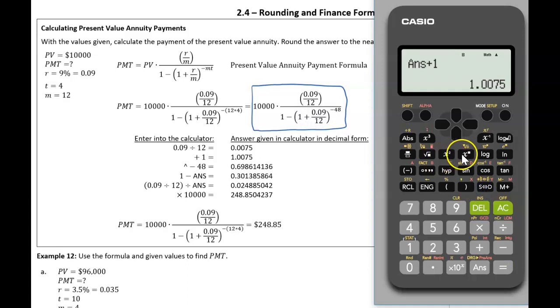Now comes the power, so I'm going to raise it to the negative 48. Don't forget the negative. It's easy to miss that one. I do that all the time, so watch out for that. We have our new value.